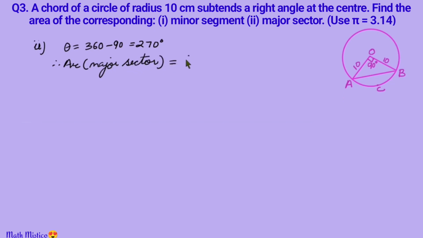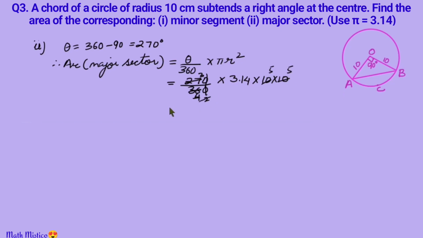Therefore, area of sector is theta upon 360 into pi r square, that is 270 upon 360 into 3.14 into 10 into 10, which is finally equal to 235.5 centimeters square. Observe that I did not find the area of the major sector by subtracting the area of the minor sector. We can also use the formula of area of sector for a major sector directly as done here.